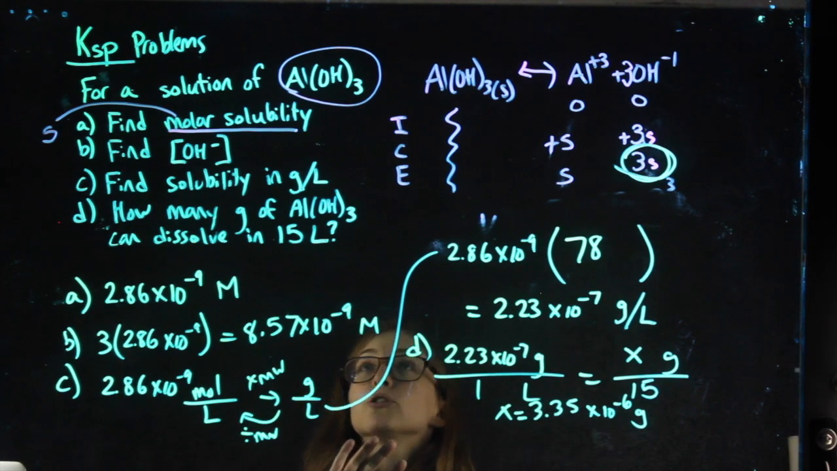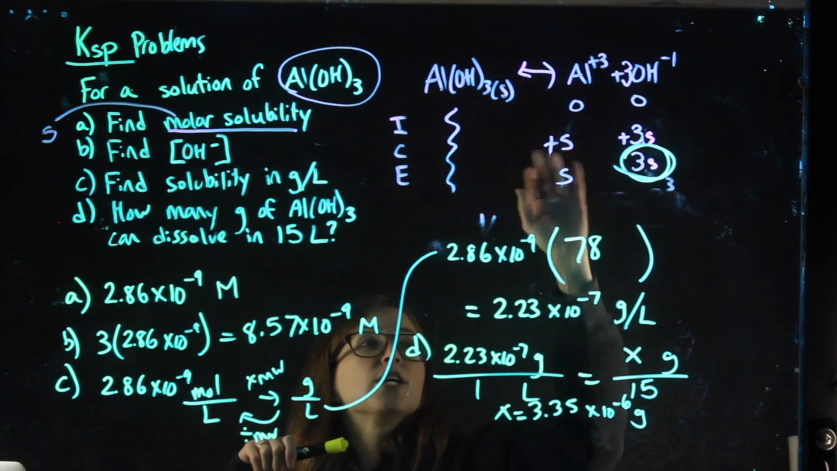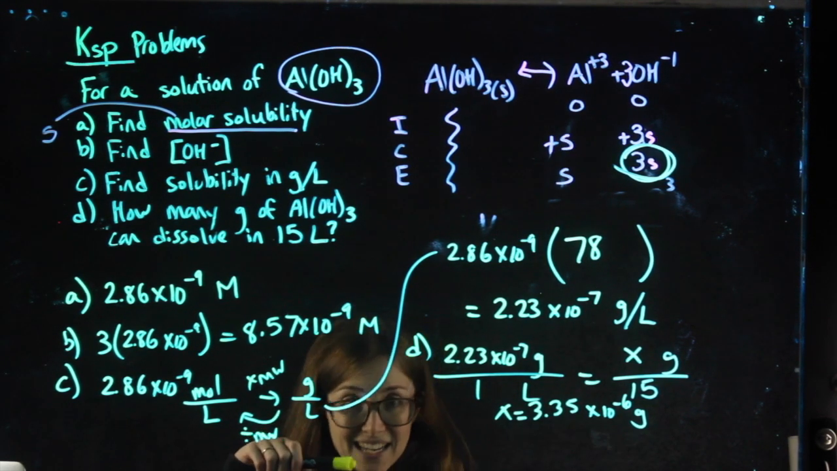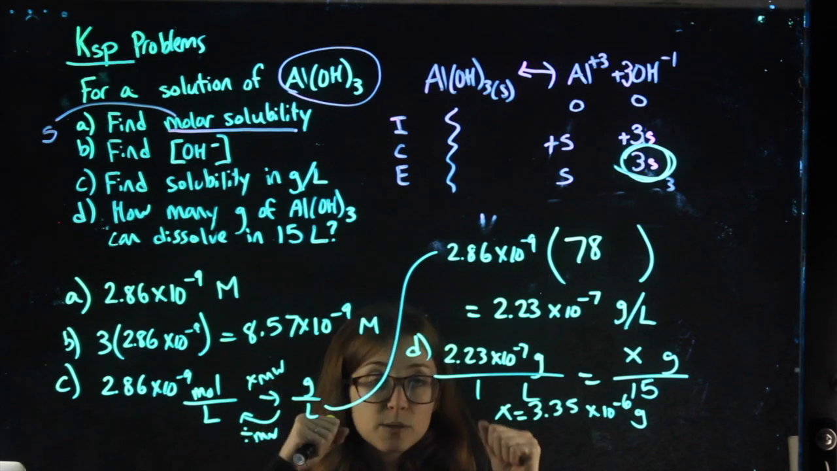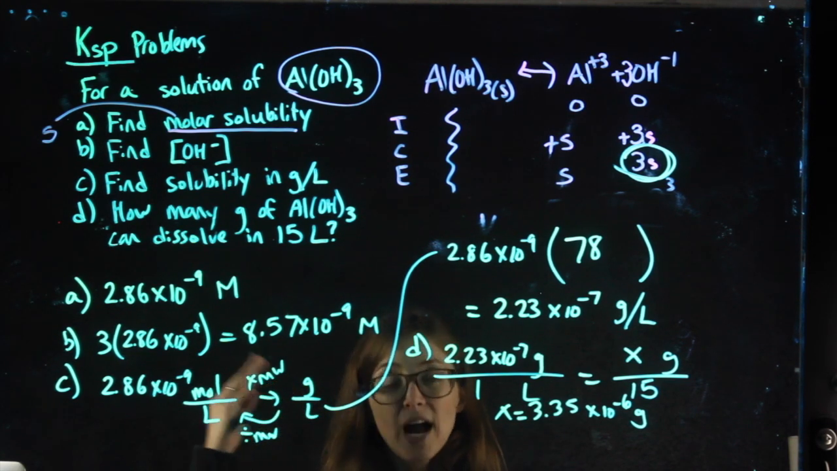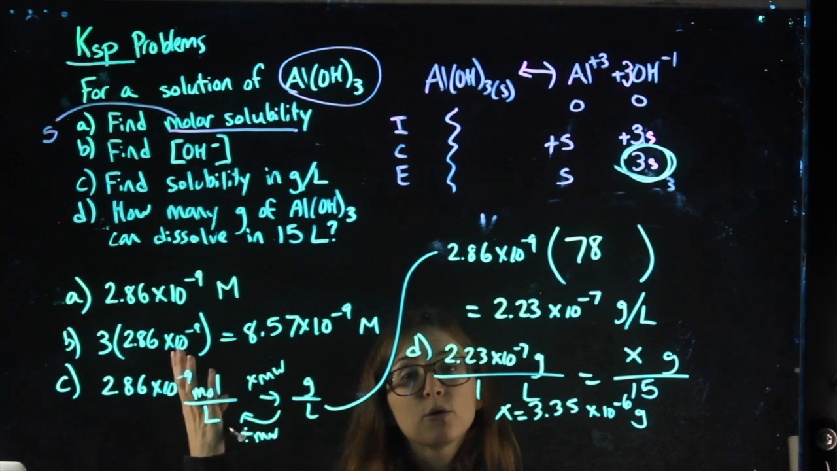Know that as long as you always start with the reaction, the ICE chart, setting it equal to the number on the KSP chart, and solving for S, that's generally a good way of going about things.